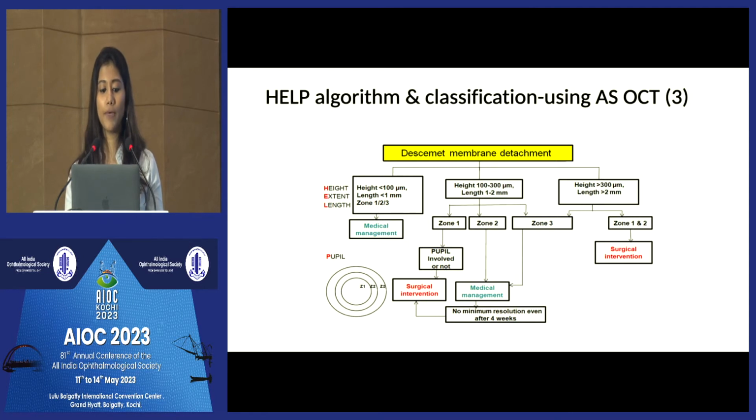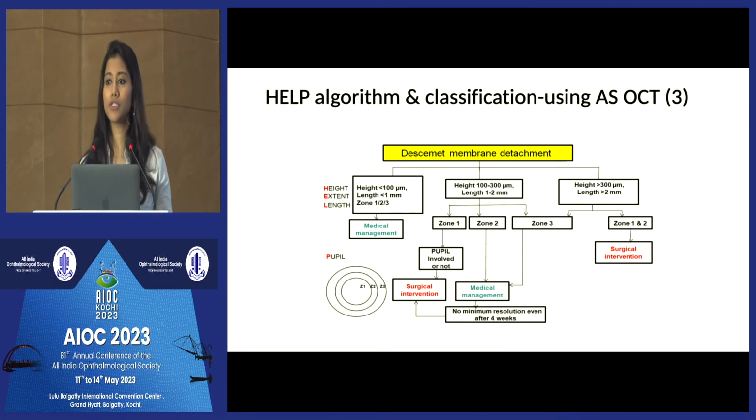Moving on to the HELP algorithm. This algorithm is basically dependent on the classification using ASOCT, that is the anterior segment OCT. This is useful for us to diagnose and plan the treatment protocol and also the prognosis. It can be divided into three categories. First is HELP, which stands for the height, the extent, the length, and the pupillary involvement.